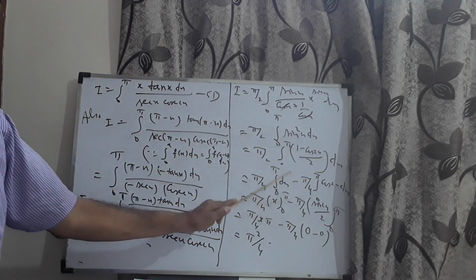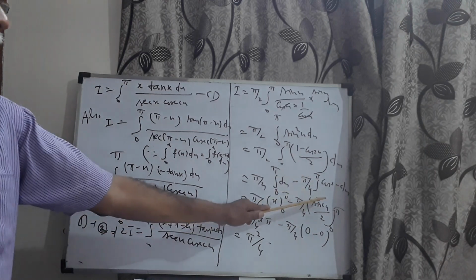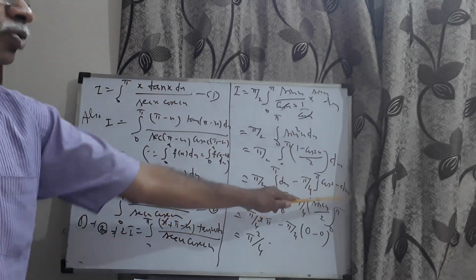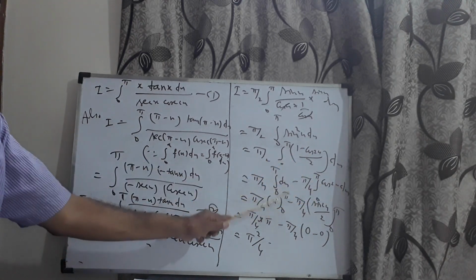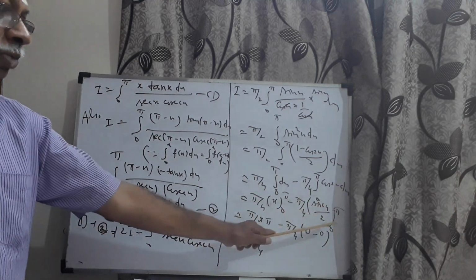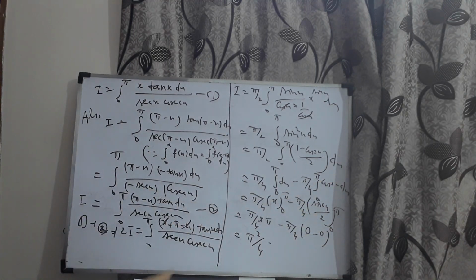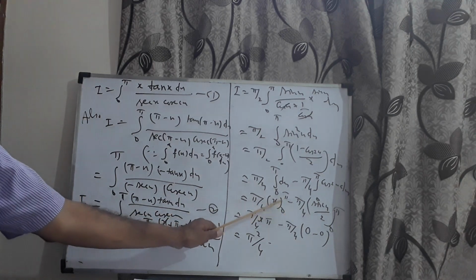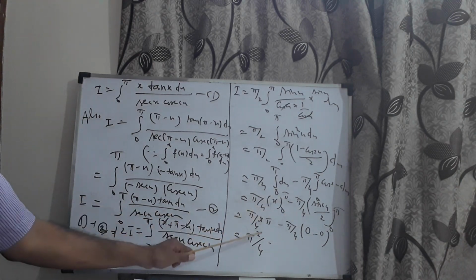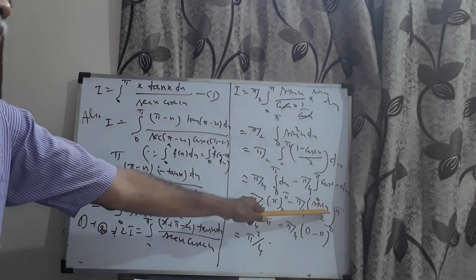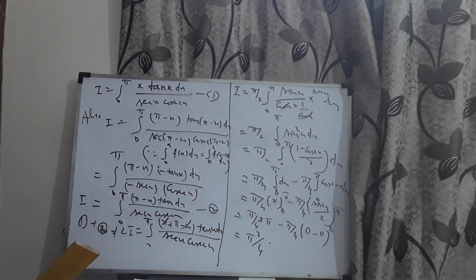Pi by 4 integral 0 to pi dx minus pi by 4 integral 0 to pi cos 2x dx. Pi by 4 times x from 0 to pi minus pi by 4 times sin 2x by 2 from 0 to pi. Now pi minus 0 is your reduction here. Therefore it becomes pi square by 4. Sin 2 pi is 0, sin 0 is also 0. Therefore my final answer gets reduced to pi square by 4.